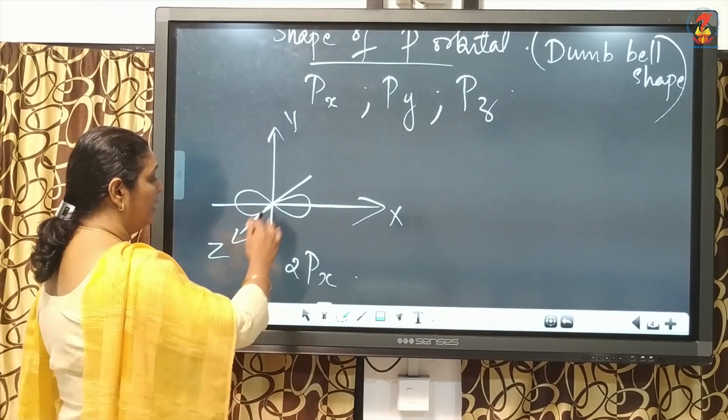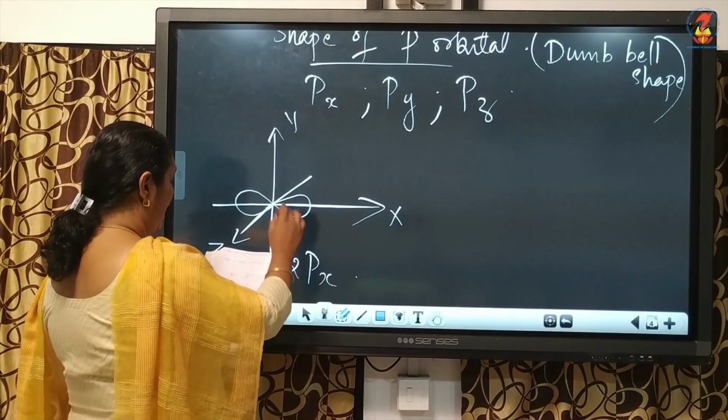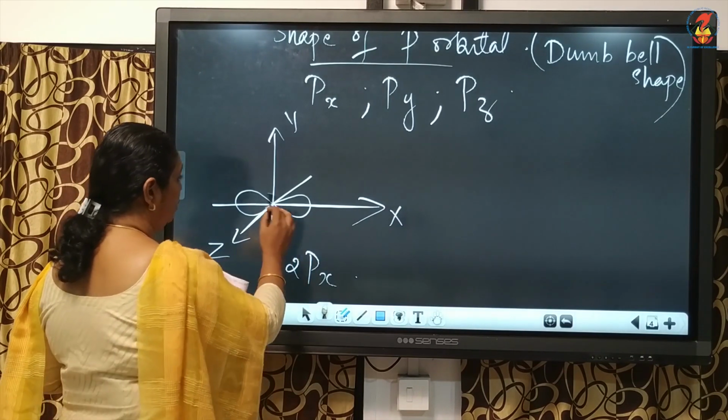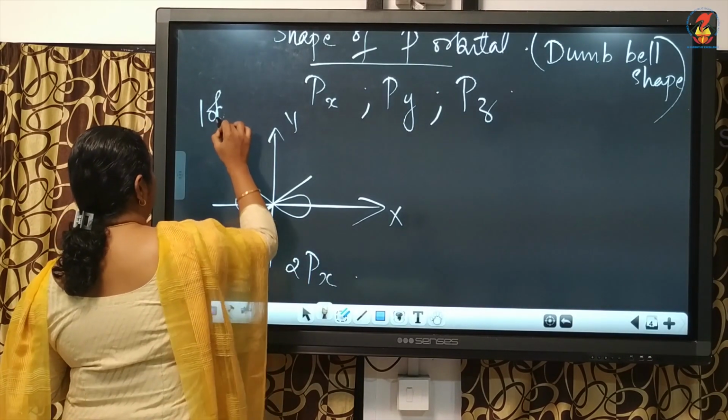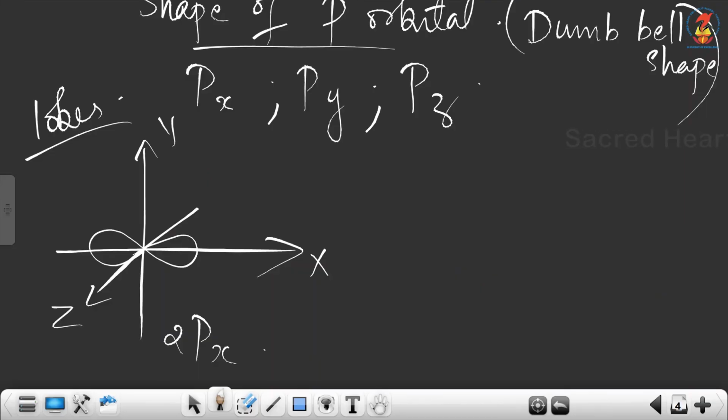Now here you can see in 2px this is the dumbbell shape, and here we have 2 lobes. This is one lobe and this is the second lobe. 2 lobes on either side of the plane that passes through the nucleus, and the probability of finding electron is 0 where the 2 lobes meet each other, and the probability of finding electron is maximum and equal in 2 lobes. Okay, so this is the shape of 2px.